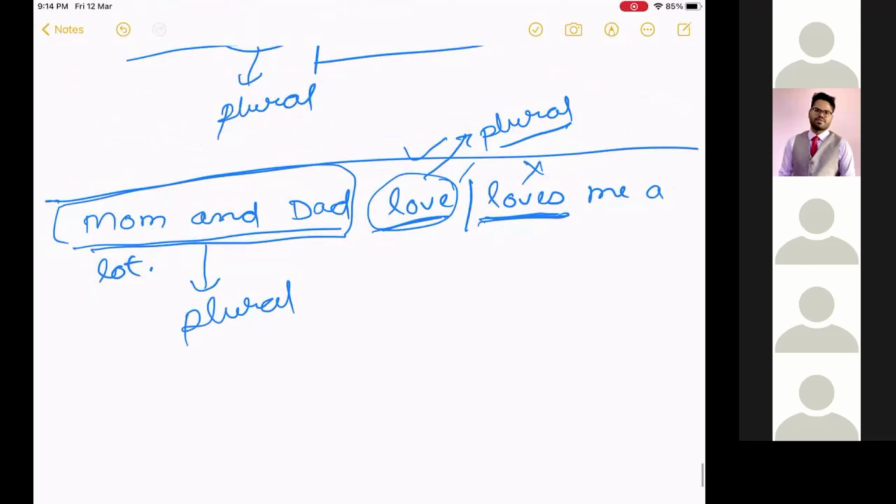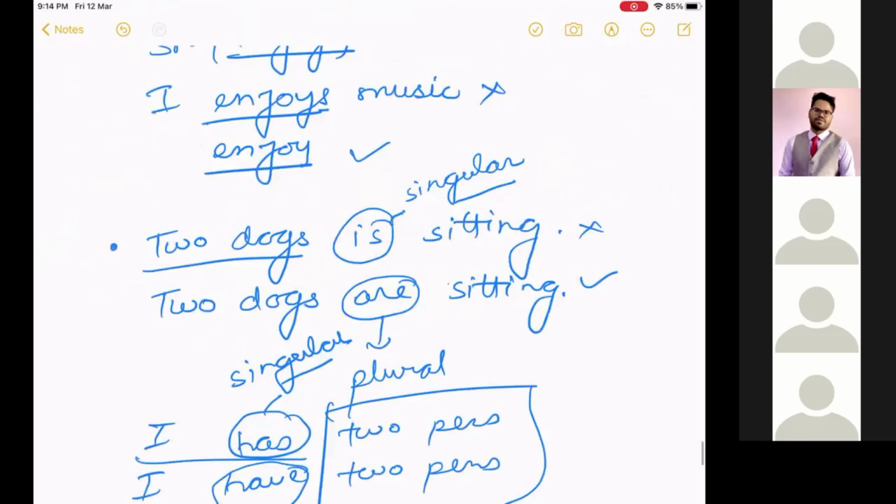I have a query here. You mentioned two dogs are sitting. Already there is "two" mentioned, so why "dogs"? Why is it not "dog"? Okay. In Hindi, what do you say? Do kutta or do kutte? Already it is mentioned that there are two, so it should be "dog", no? Why "dogs"?